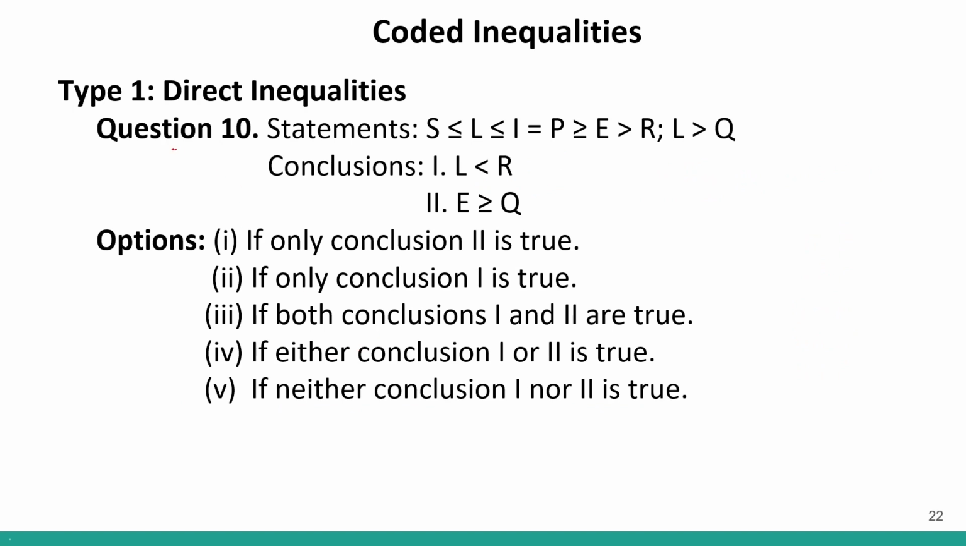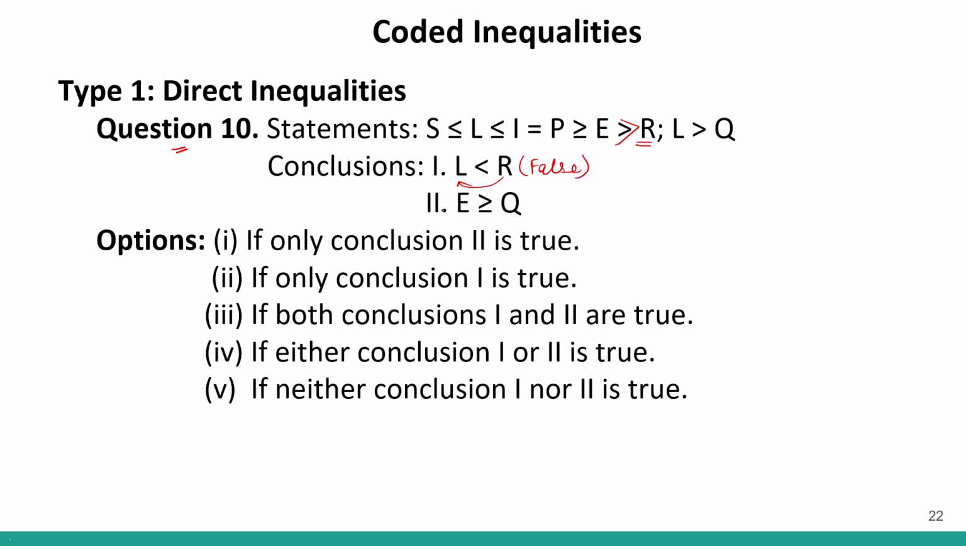Coming to question number 10. Statement is given to us, conclusions are given to us, and we have to identify which is true. So R is greater than L, we will move from R to L. So over here I can see R, but I have a smaller door. So I cannot proceed after R, correct? So this is definitely false.